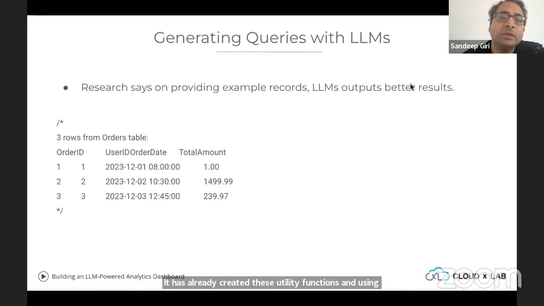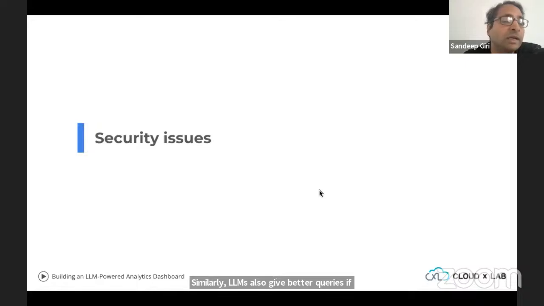okay. It's better to provide the records along with your tables. And as per research, it was found that just like humans, when you give the example of expected output, humans also perform better. Similarly, LLMs also give better queries if you provide them with the data. Okay. Now, what we just saw was amazing from the perspective of the analytics dashboard.